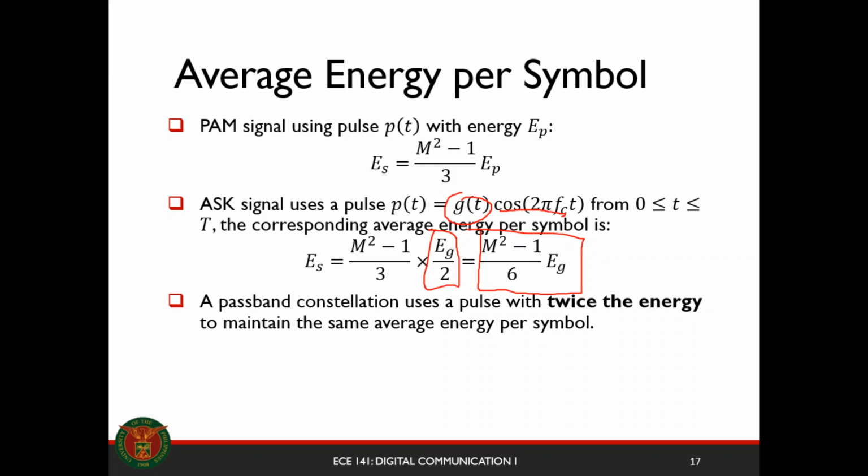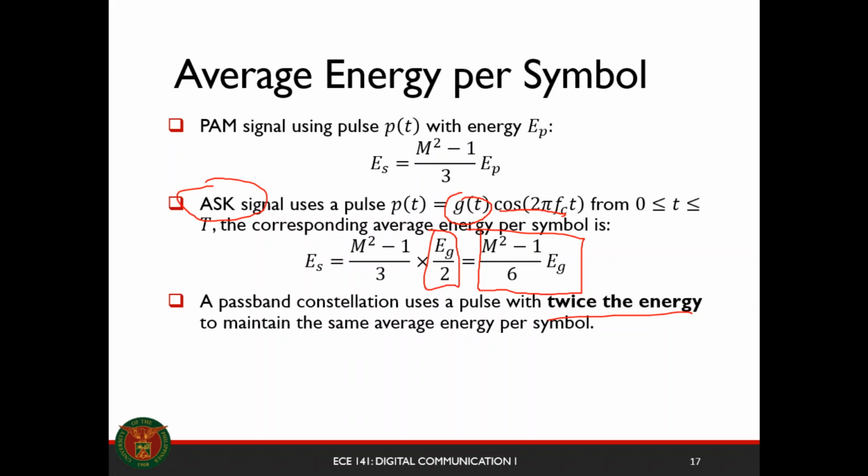That means your ASK uses twice the energy just to maintain the average energy per symbol. So that's the downside of transmitting over a passband. Your passband actually consumes more energy than your baseband. And actually, that's a given.